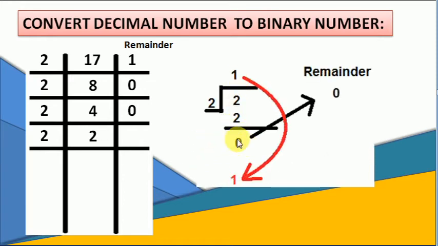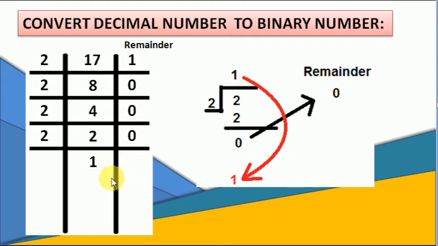2 ones are 2. What remains? 0. It goes here, and 1 comes down, here 1. And where is the 0? Moved this side. Now 1 is not going to be divided by 2, which means it is now finished. Now how are you going to combine all those numbers? These are the binary number 1 0 0 0, like this.